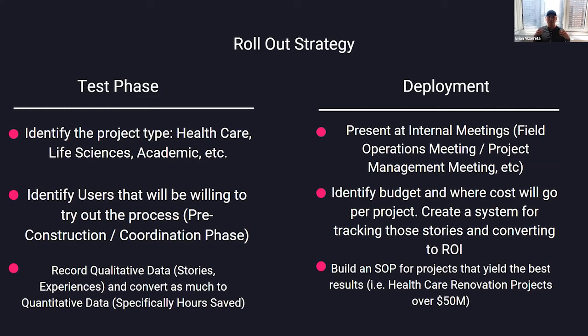So I would say record the qualitative data, all the stories and experiences, and then do a follow-up debrief of how you can turn that into quantitative data. So hours saved: if you did this coordination, how many hours did this save you in the field without having to deal with this later on versus if you just did it now?